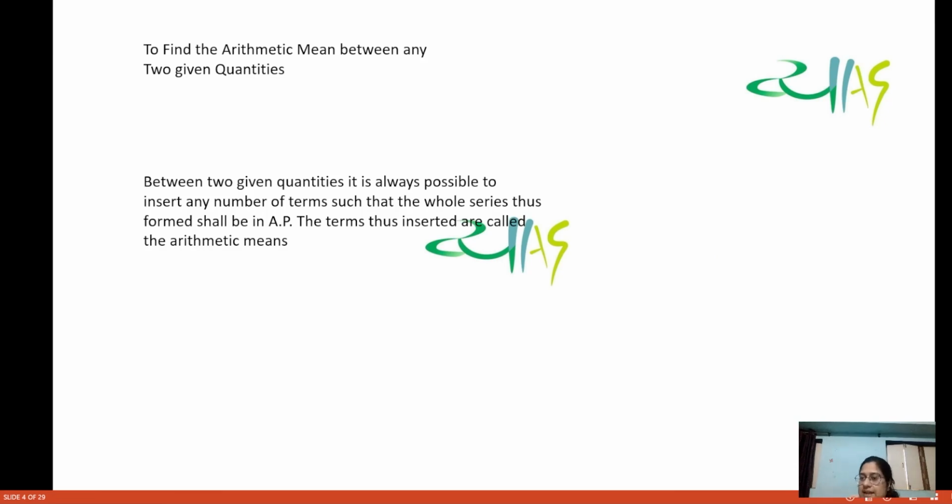So now you understand how to find the sum of an AP. Both those formulas were the same; it is just written in a different way. Now we come to how to find the arithmetic mean between two given quantities.